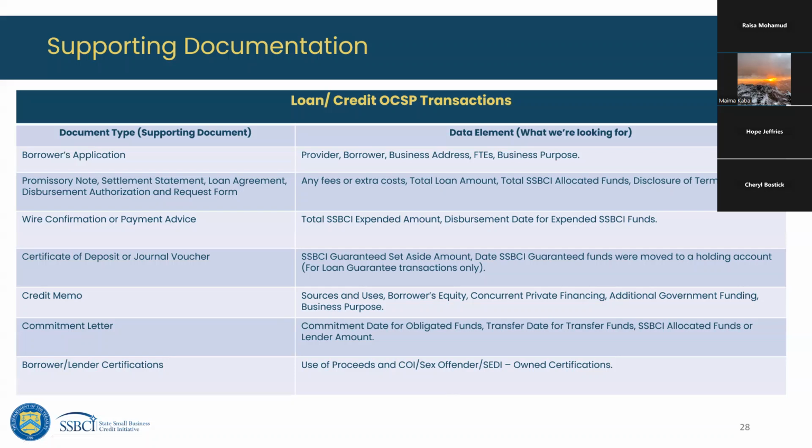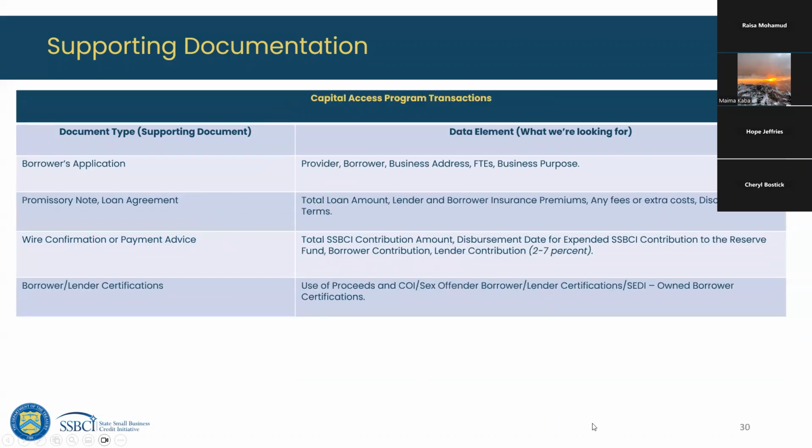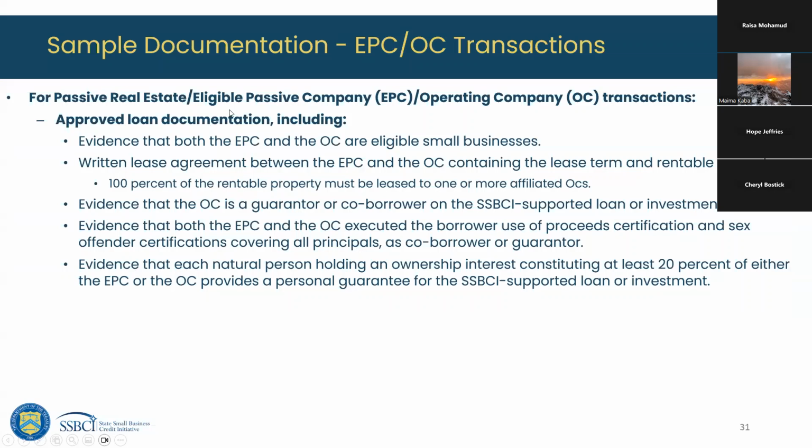So just make sure that you're looking at this slide and the next 3 slides, and make sure that the documentation you're providing for the transactions does have all this necessary information that we're going to be looking to confirm on your disbursement request form. So this is for loan or credit, this is for equity transactions, and this is for cap transactions. And this is for EPCOC transactions specifically.